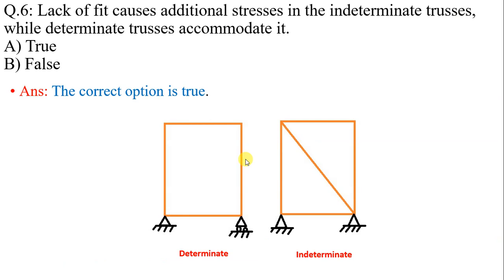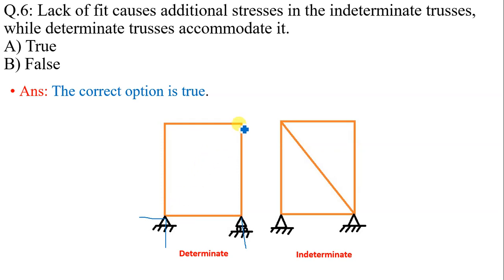Right? Next, lack of fit causes additional stresses in indeterminate trusses, while determinate trusses can accommodate it. Whether it is true or false, the correct option is true. Let us consider a determinate truss. This truss is determinate externally. There are two reactions at A and only one reaction at B, so we can calculate the reactions using conditions of equilibrium alone. Now it is internally determinate, where only one member is required, so we can add a diagonal member.